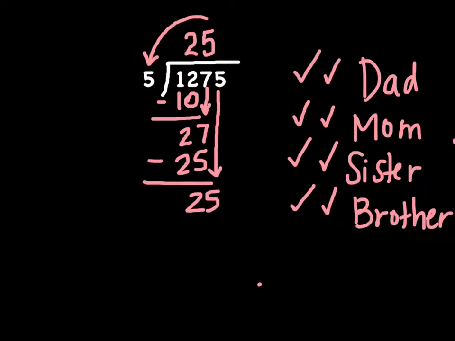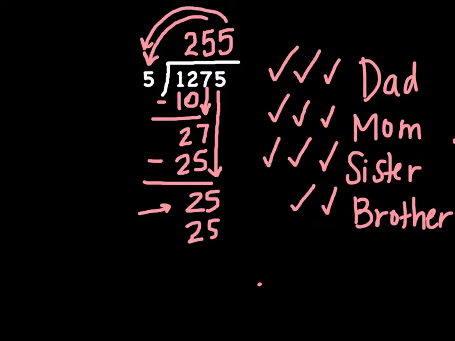Now that we've finished all the steps, again we go back up to the top, back to Dad, which is divide. This time we're dividing 5 into this 25 that's down here. 5 goes into 25 5 times. Then we multiply. 5 times 5 is 25. And then we subtract. 25 minus 25 is 0. And then we look to bring down the next number.